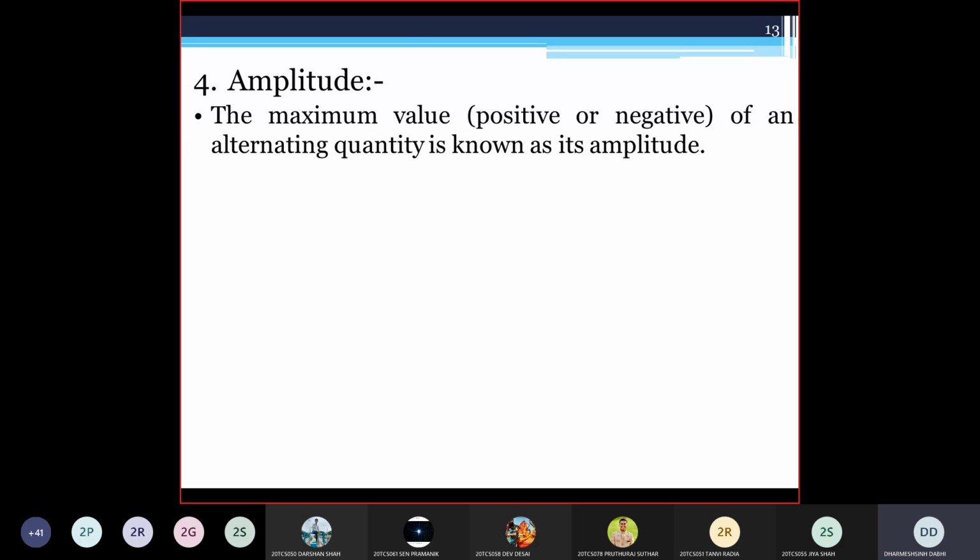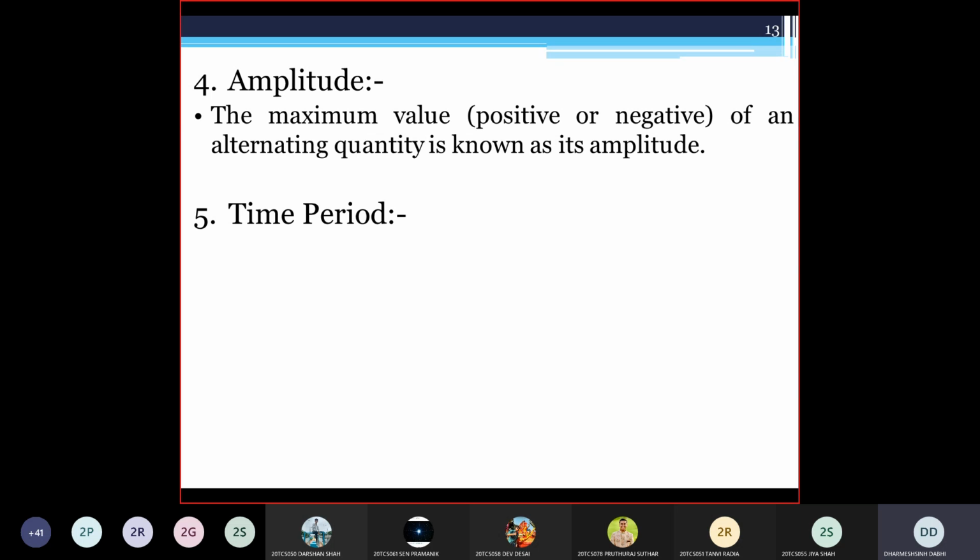What is called amplitude? The maximum displacement of the wave from the ground or zero line. Yes, amplitude is the maximum value. It may be a positive value or negative value of the alternating quantity. That is called amplitude. Clear? This is the definition.